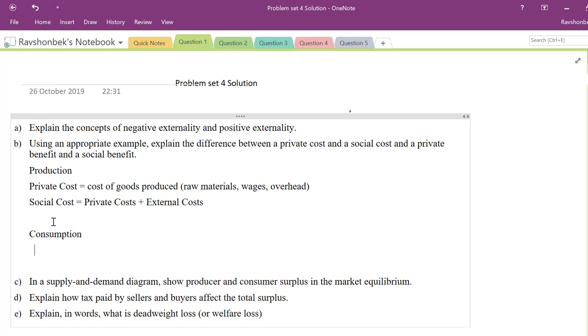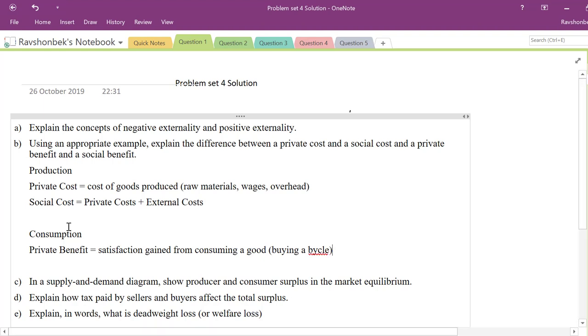Now, private benefit could be a satisfaction gained from consuming a good. Let's say buying a bicycle. Buying a bicycle. Right.